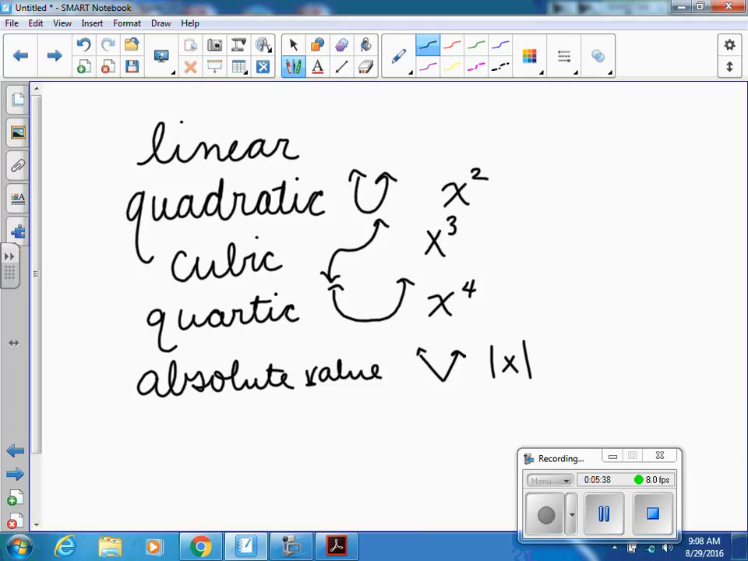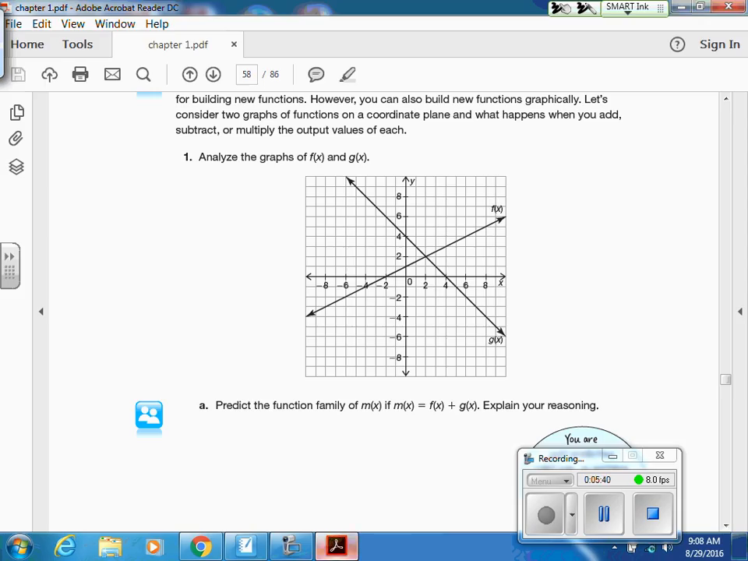Okay, so, going back to this, if I add this line with this line, will it still be in the same family? Will it still be a linear function, or is it going to be one of those others? What do you think? You can think. What's it going to be?